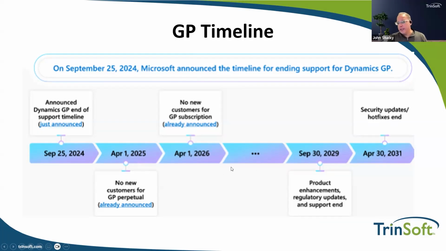So if you're thinking about riding it out a little bit with GP, and if you want to do that, that's okay. It's not going anywhere, and neither is Trinsoft. We'll be here to support you. We'll be here to help you. But keep in mind your licenses, and make sure you've got licenses that will last you a little while. 2029 is the last official end of support. Product enhancement stops, and then 2031 is when security updates and hotfixes end. So there's several years to go.